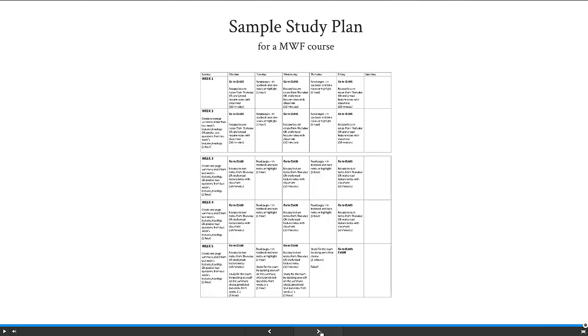Again, this sample study plan is an example of how to space out your studying for a class, and you can modify it any way that works for you. The most important features are going to class regularly, studying frequently and actively, and spacing your exam studying over a few days. Good luck!